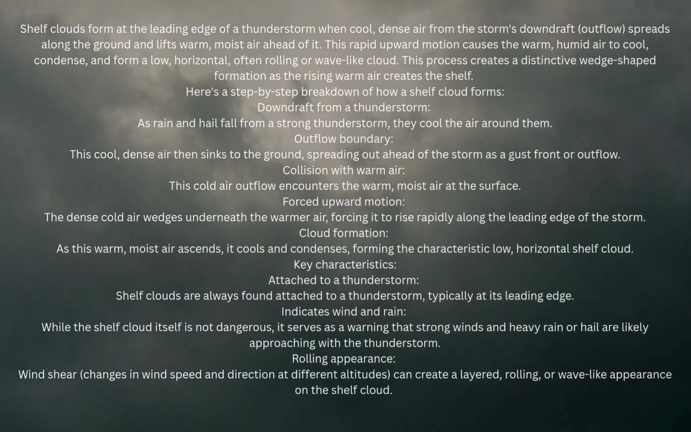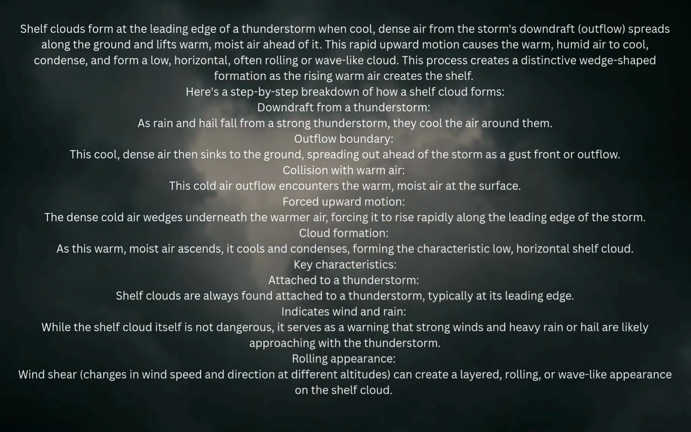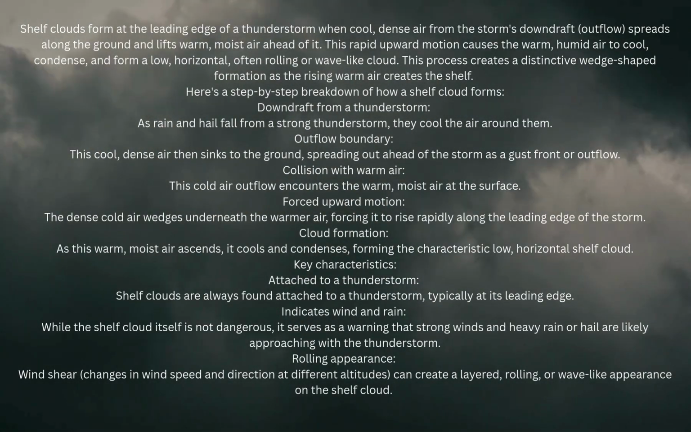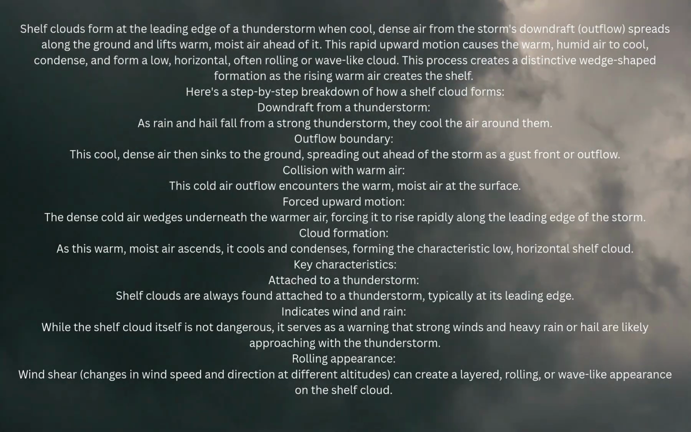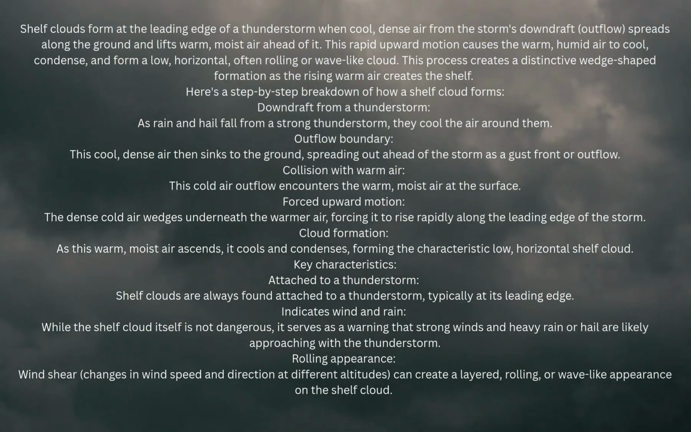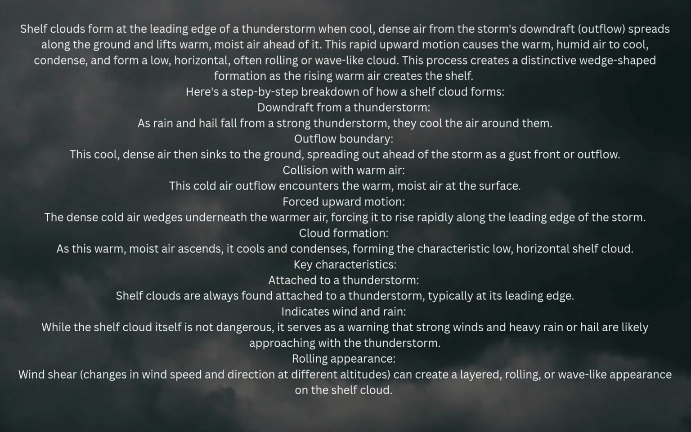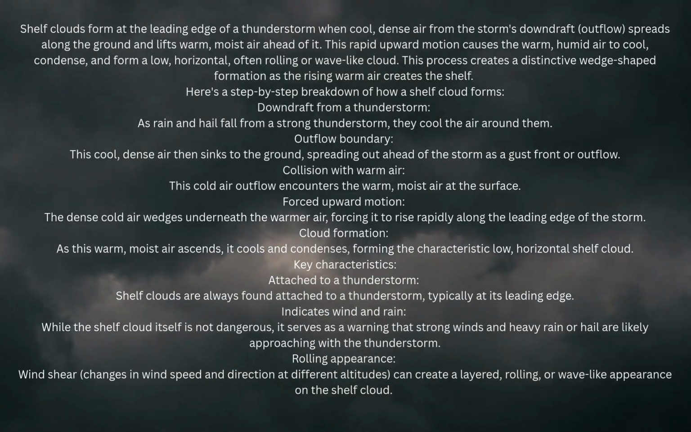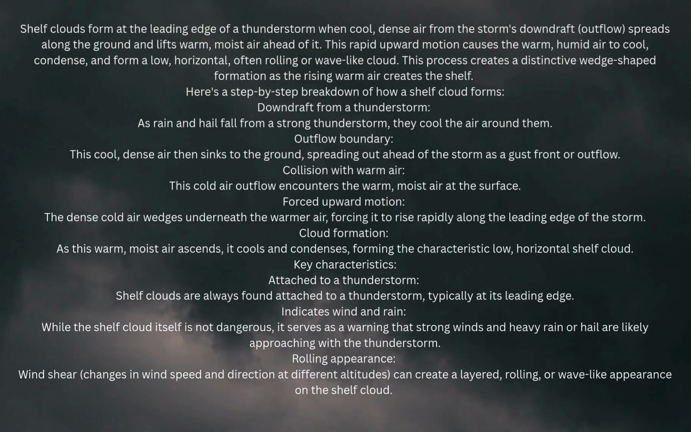Shelf clouds form at the leading edge of a thunderstorm when cool, dense air from the storm's downdraft, outflow, spreads along the ground and lifts warm, moist air ahead of it. This rapid upward motion causes the warm, humid air to cool, condense, and form a low, horizontal, often rolling or wave-like cloud. This process creates a distinctive wedge-shaped formation as the rising warm air creates the shelf.